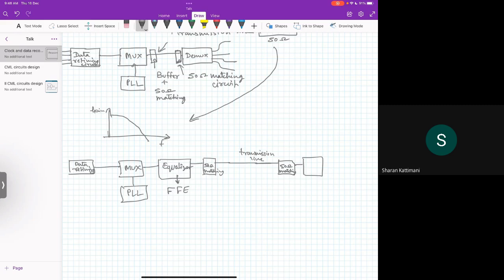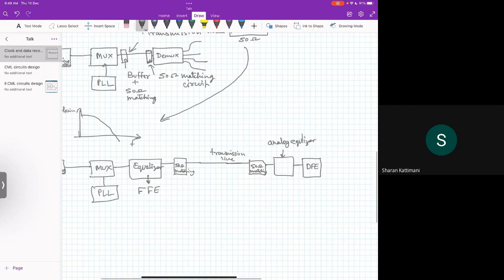Generally FFE is a digital kind of equalizer. But at the receiver side generally an analog equalizer is preferred. It is also called a linear equalizer. And then in the digital domain there is the decision feedback equalizer. So there is another equalizer, that is the decision feedback equalizer. FFE is feed forward based, and DFE is feedback based.